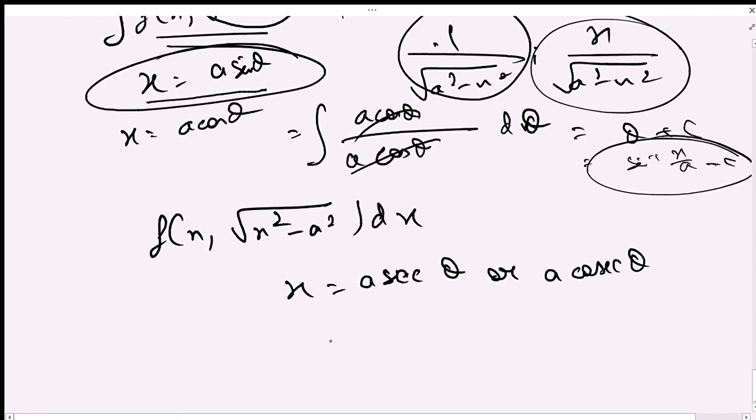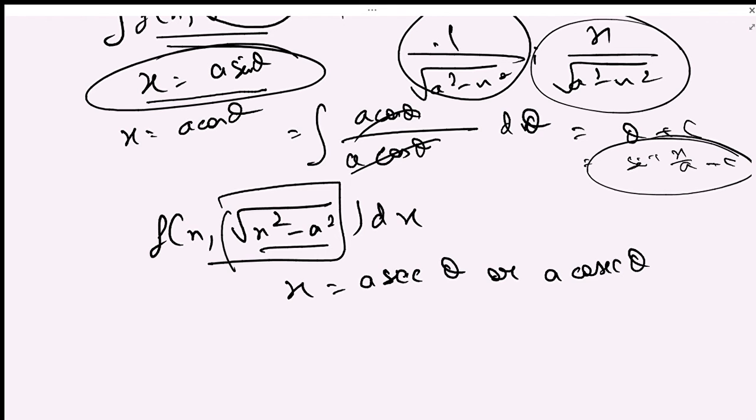The reason being, you can get a single trigonometric function when you have put x equals a sec theta in this term here, because a square comes out to become a, and sec square theta minus 1 gives you tan square theta. Root over of tan square theta becomes tan theta. Clear? Same with a cosec theta, you will get cot theta there.